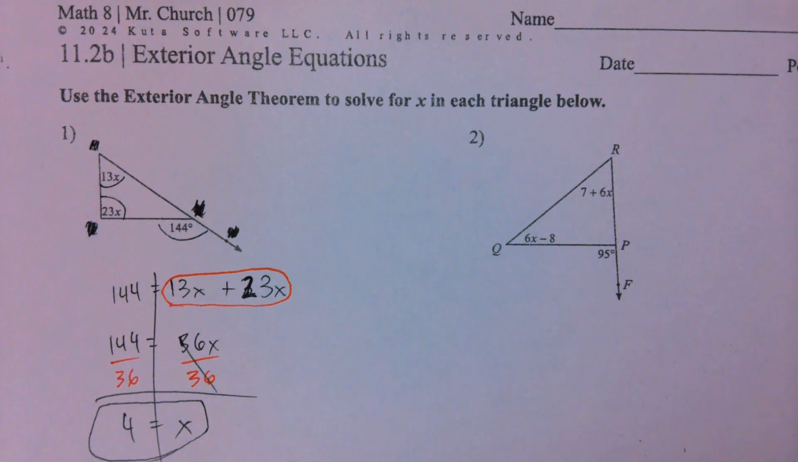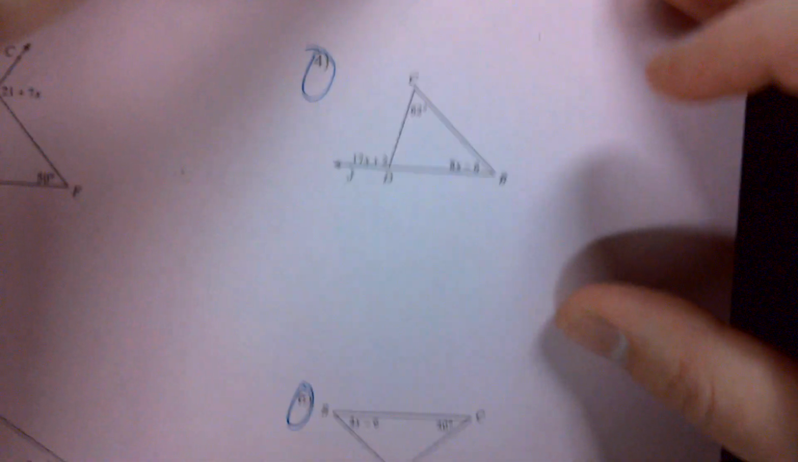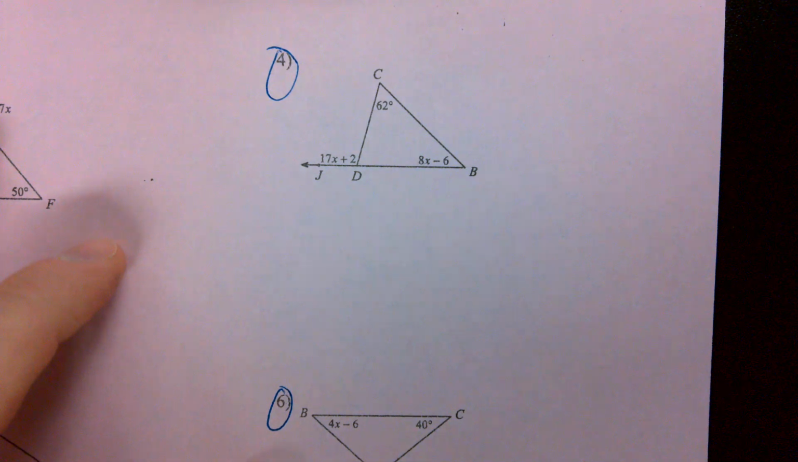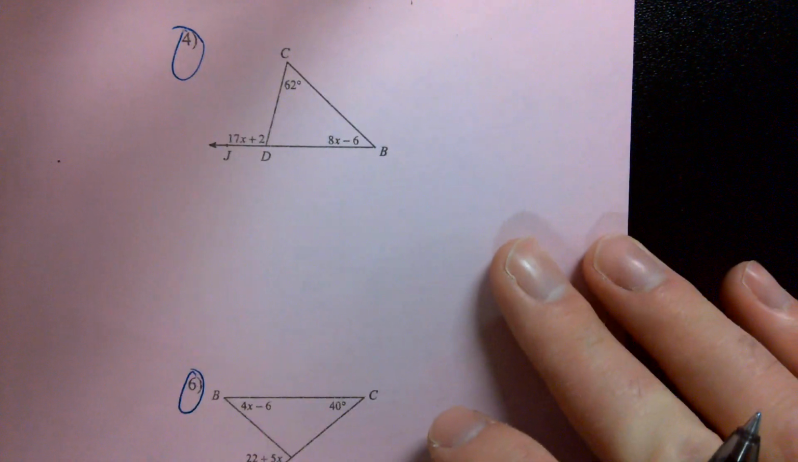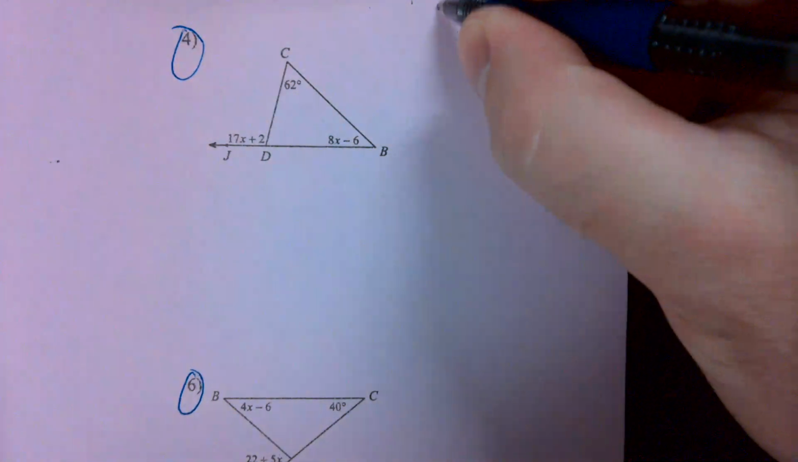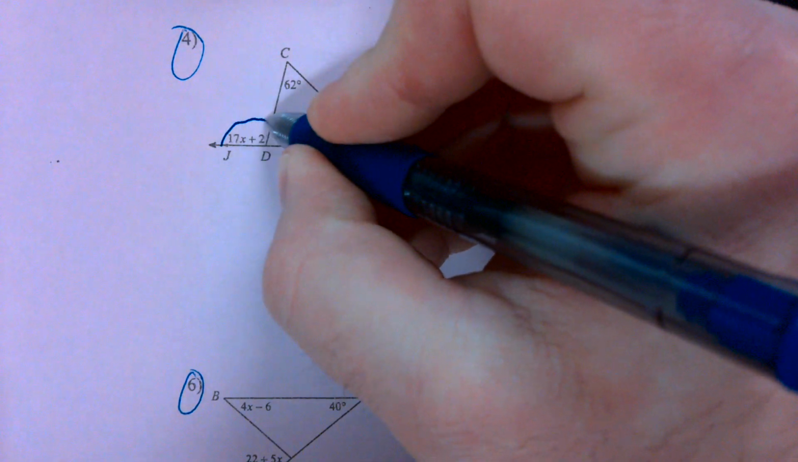Let's go ahead and get a few of these out of the way so hopefully you can jumpstart your work tonight. So number 4, what's my exterior angle here? That's the first thing we want to identify. What is D? 17x plus 2.